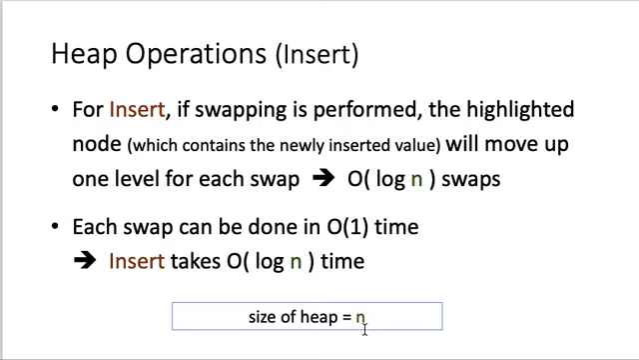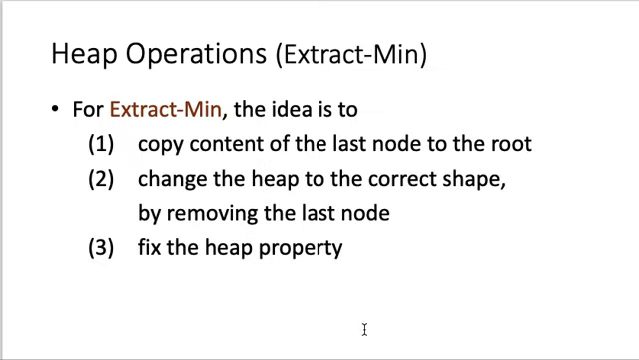So this is insert. Now how about extract min? For extract min, the idea is also similar. Basically, we are going to fix the shape property and then fix the heap property. So how do we fix the shape property? First of all, we are going to copy the content of the last node, and copy all the information of the last node to the root node.